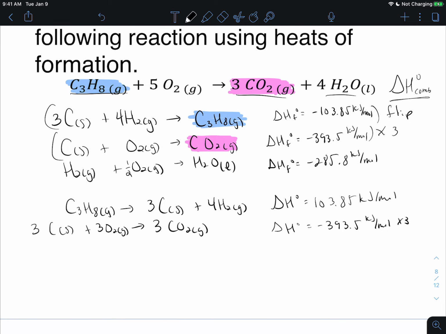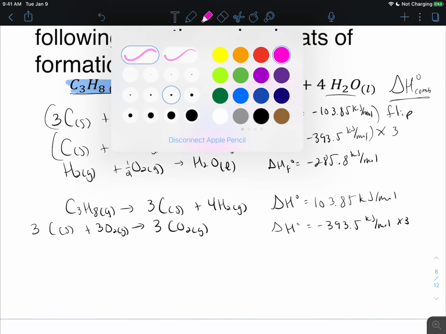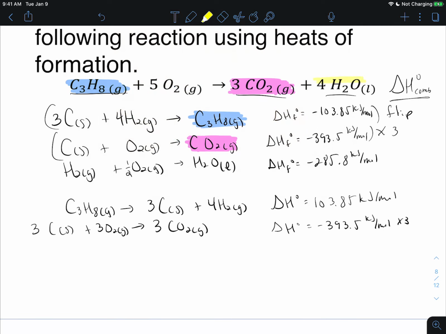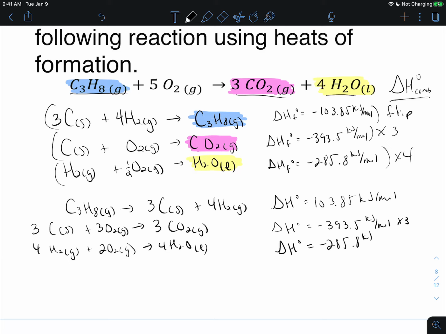And then our last one, we're going to take our water, solve for our waters. There are 4 here, 1 here. We just need to multiply this by 4. This gives us 4 H2 molecules, 2 O2 molecules. 4 times 1/2 gives us 2. And 4 H2O molecules in the liquid state. Our delta H naught here is negative 285.8 kilojoules per mole times 4.